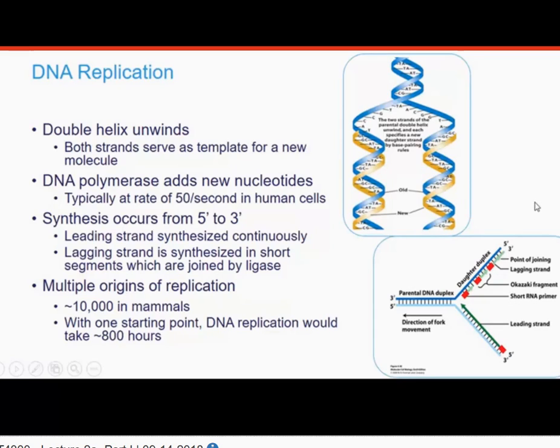blocks of replication that start and then a joining of those. So there actually are multiple origins of replication starting, approximately 10,000 in mammals. If there was one starting point for replication, it would take approximately 800 hours for DNA to replicate itself. So having multiple replication sites speeds up the process, basically.